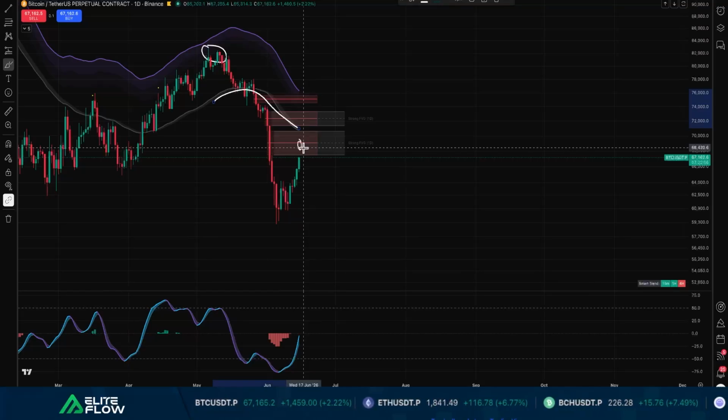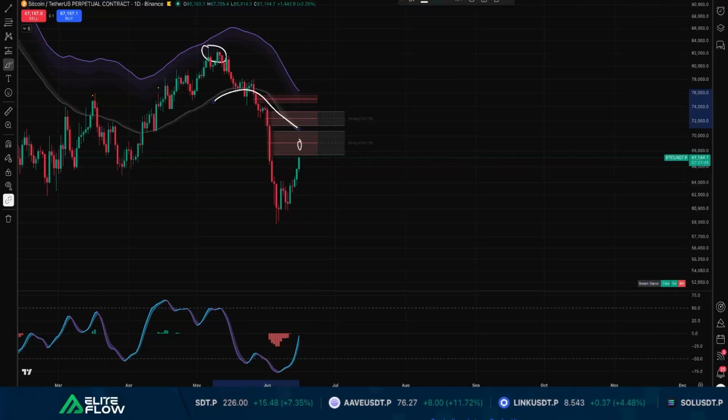Now, what happens when you have the smart trend sitting in the same area as the daily exponential moving average, in the same area as a golden pocket level, in the same area as a daily fair value gap? That is a lot of stuff inside the same area. This does not look like a random level.